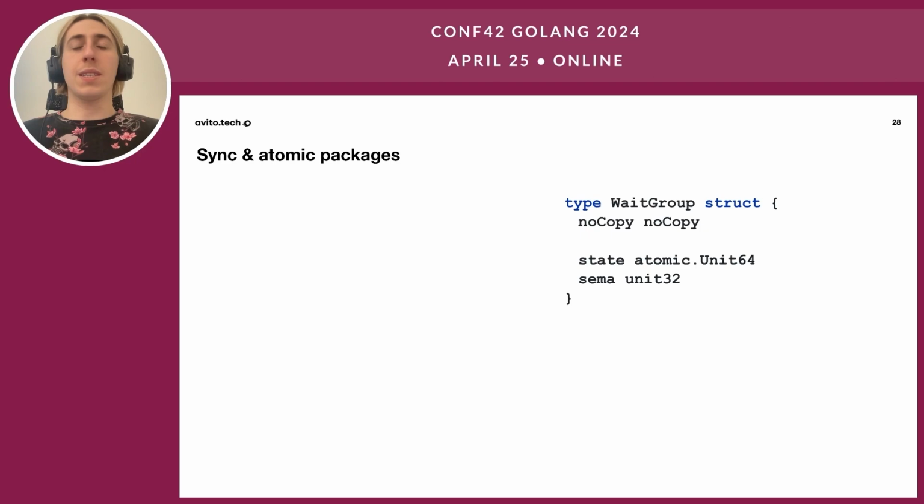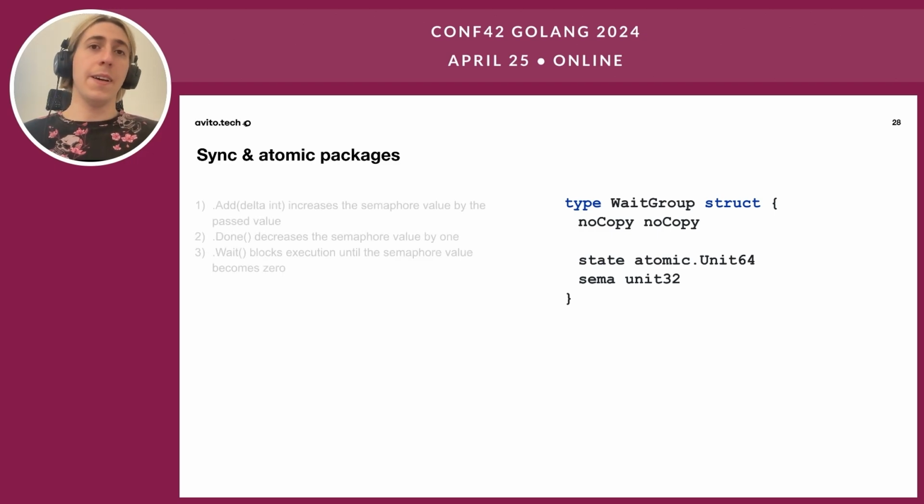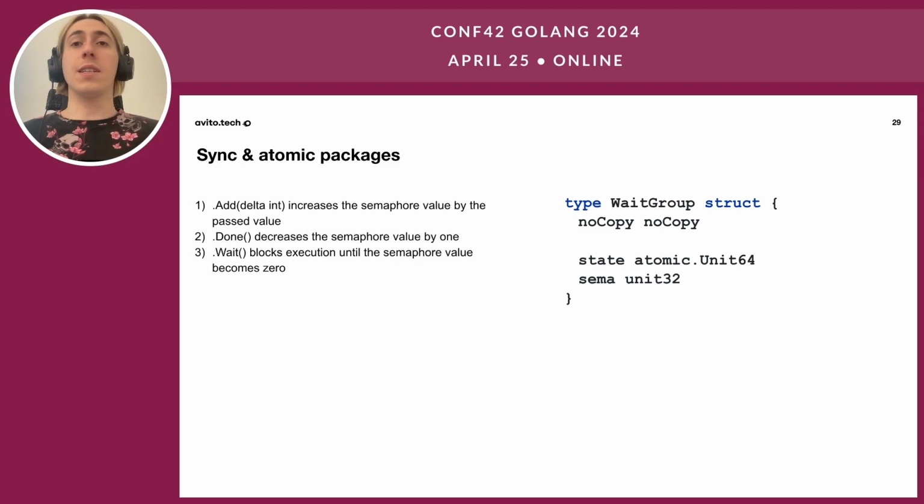First, let's talk about the semaphore, or more precisely about the fact that essentially WaitGroup is a simple wrapper over a semaphore with three methods. Add increases the semaphore value by the passed value, Done decreases the semaphore value by 1, and Wait blocks execution until the semaphore value becomes 0.